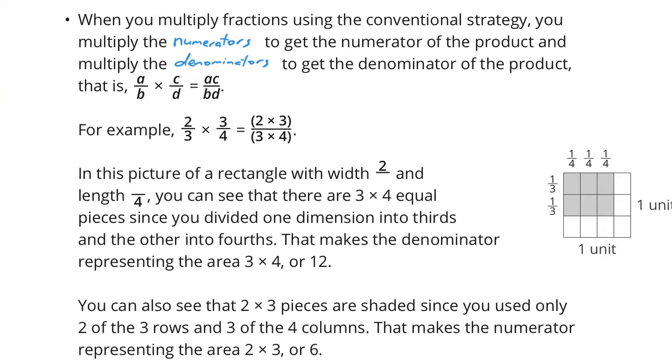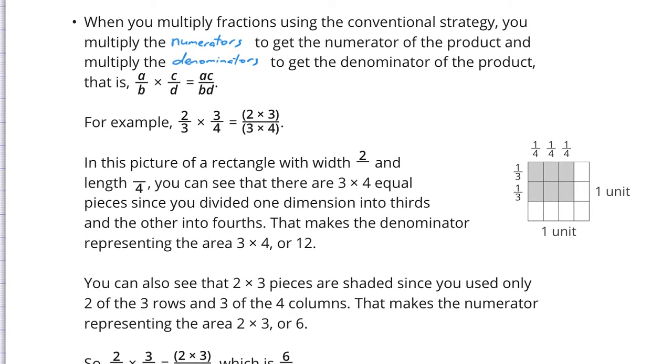So in this picture over here of a rectangle with a width 2/3 and length 3/4, you can see that there are 3 by 4 equal pieces, right? 3 by 4 equal pieces. That means the denominator has to be 12 because it's out of 12. Since you divided one dimension into thirds and the other into fourths, that makes the denominator representing the area 3 by 4 or 12.